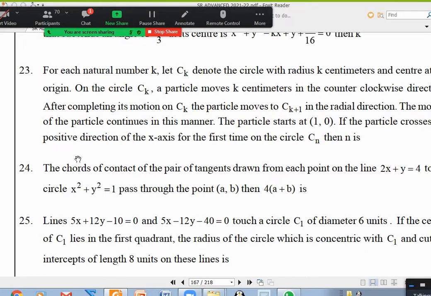Okay, 24, what is this? The chord of contact of pair of tangents from this point. What is that? I think they're indirectly asking pole only. Because if you take different points on a line and find chords of contact, they are all concurrent at a point, that is pole.